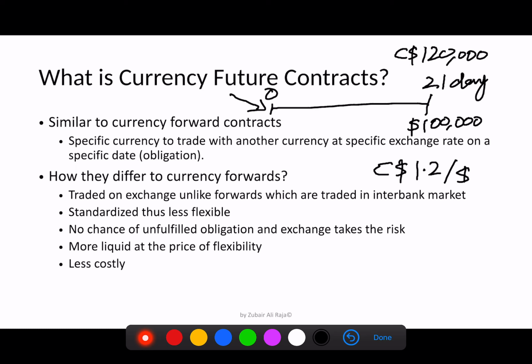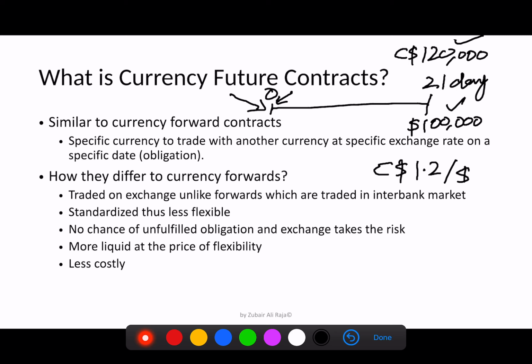And once you have entered into the contract, this transaction, where you will be paying 100,000 US dollars and receiving 120,000 Canadian dollars, is an obligation. You cannot simply back off and say, I do not have 100,000. Even if you do not have 100,000, let's suppose you were expecting to receive it from some party, you still have to buy from the open market and pay it to the counterparty with which you have entered into the transaction. So this is the same thing for the forward and the future contracts.